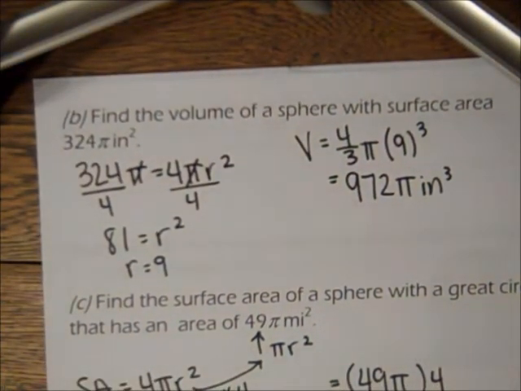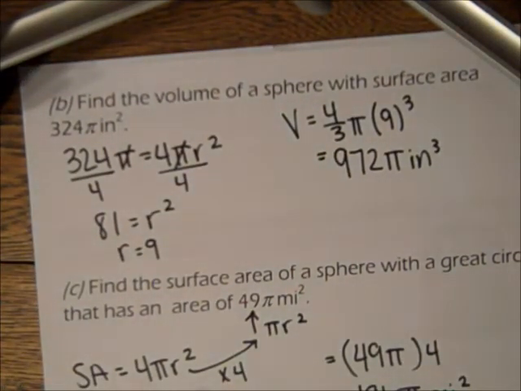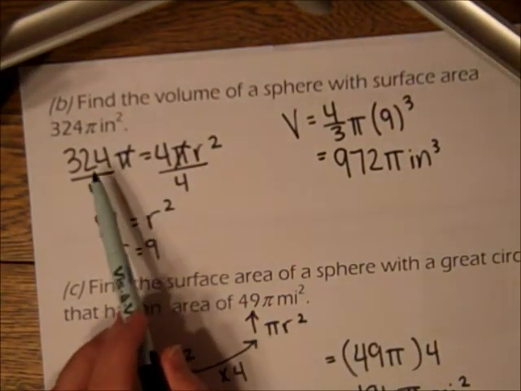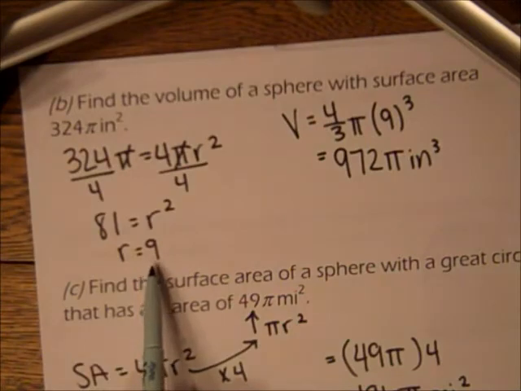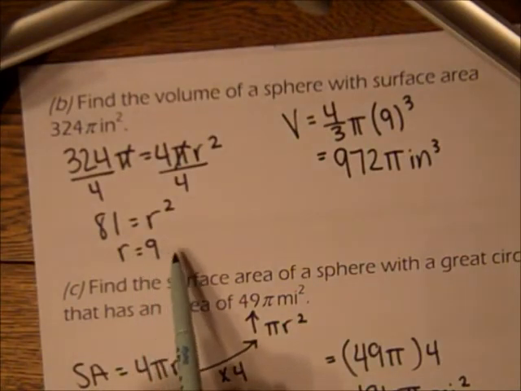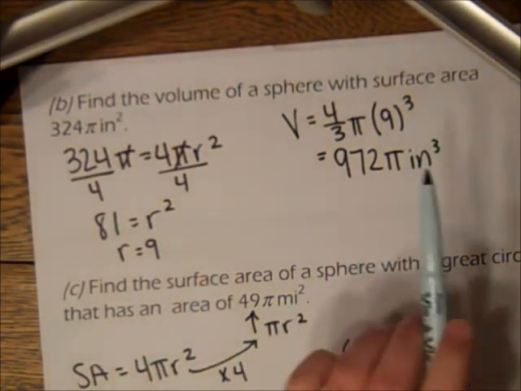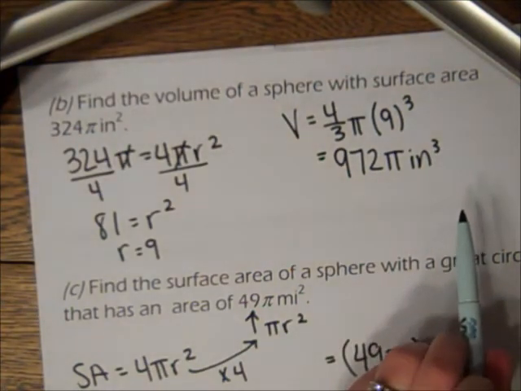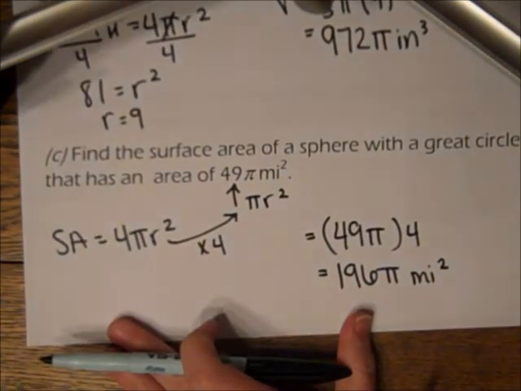Alright, so B, this one's kind of one of those two-step ones. They gave me the surface area, so I solved backwards to get a radius of 9. Then I used that 9 to get a volume of 972 pi inches cubed. Okay, kind of same story here.